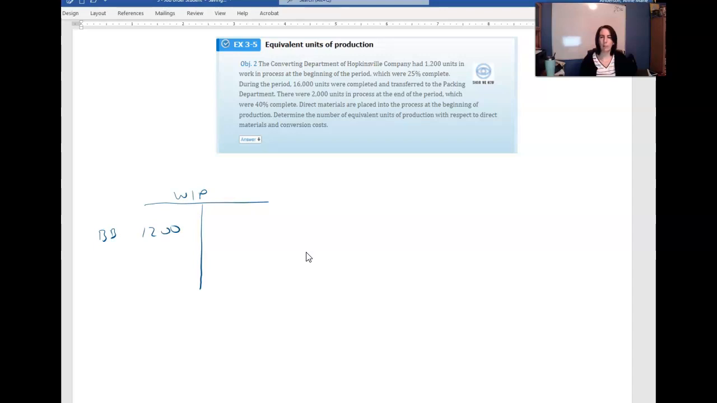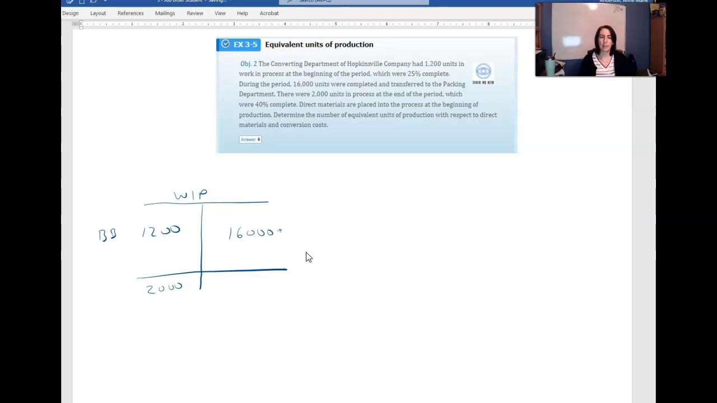One of the hardest problems for these is getting this started and completed number. That's why I'm giving you a jump start on how to do it. So 1,200 units of work in process at the beginning of the period, which were 25% complete. During the period, 16,000 units were completed and transferred to the packing department. So what they're telling you is 16,000 units were completed and transferred to the next department. It says there were 2,000 units in process at the end of the period. All right, well, now do the math.